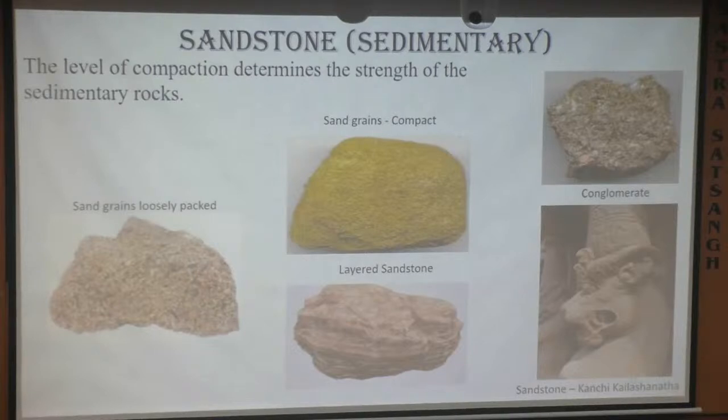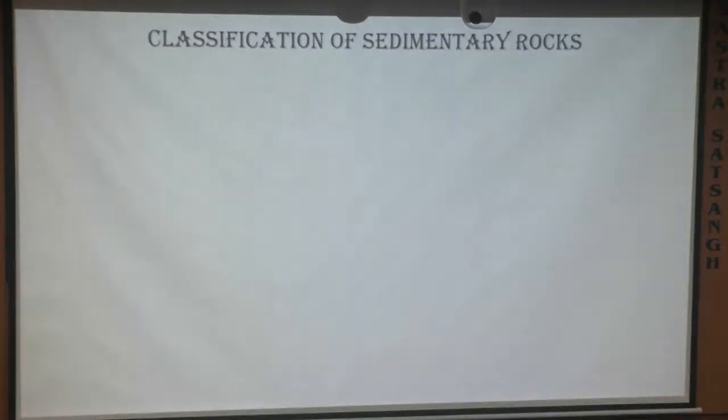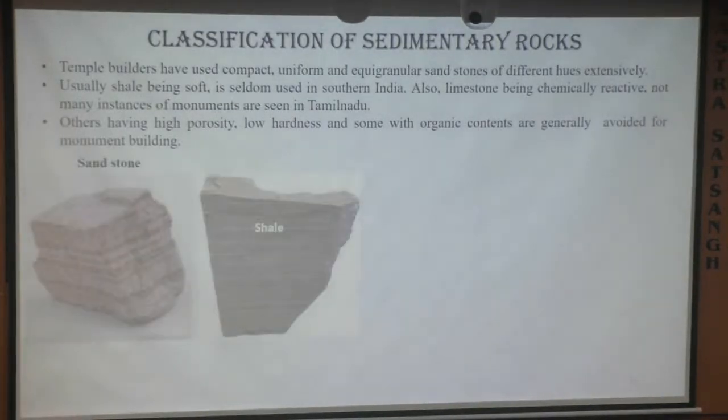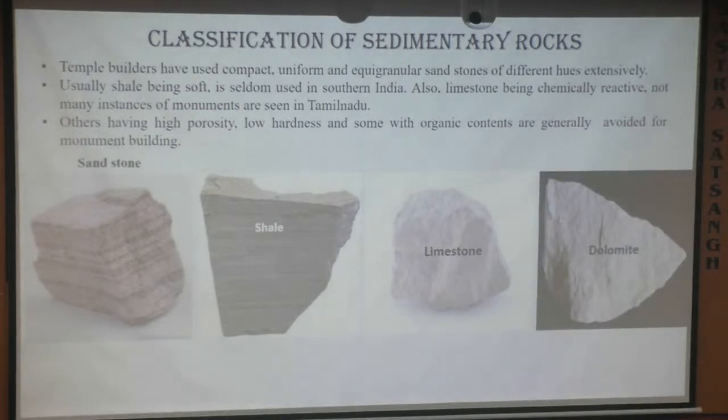And the last one is Kanchi Kailasanathar temple. This is made out of sandstone material. Just to see, the layering is very clearly seen in sandstone. The other one is shale, which is very, very fine grained. When it is subjected to certain temperature and pressure conditions, it can turn out to be a metamorphic rock also. Limestone is a calcium carbonate formation.